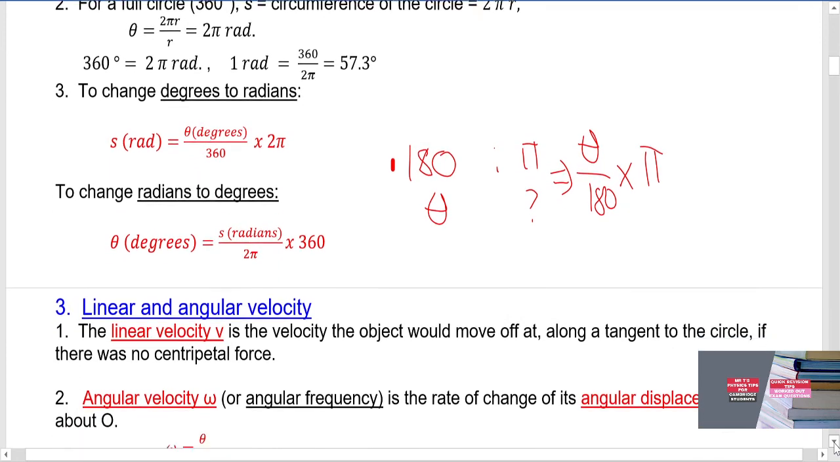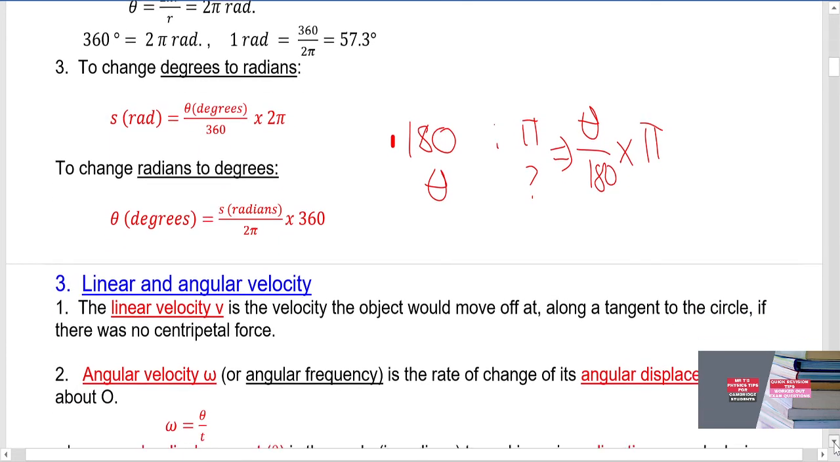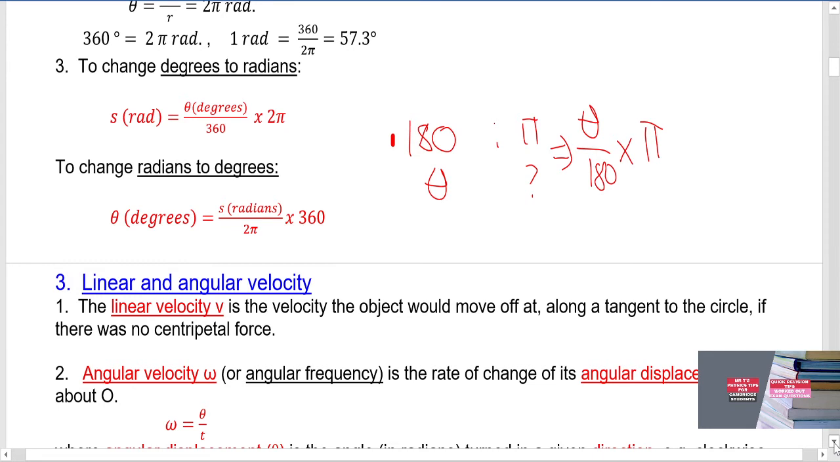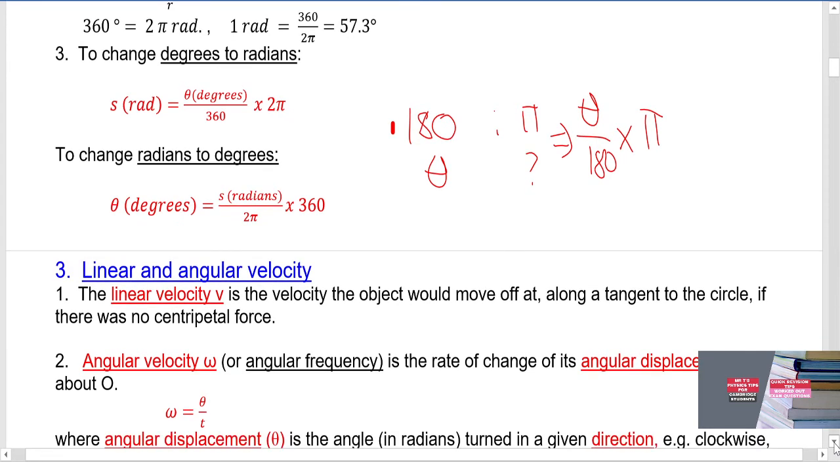Now, next we are going to look at linear and angular velocity. The linear velocity v is the velocity of the object. It is the velocity the object would move off at along a tangent to the circle if there was no centripetal force. The centripetal force is there to keep this object in circular motion. If there is no centripetal force, then the object would move off at that tangential velocity that we have seen in the earlier video.